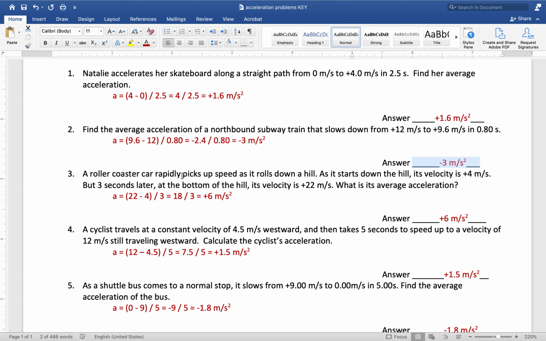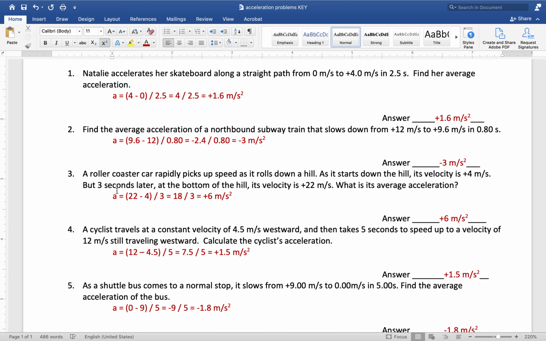Number 3: a roller coaster rapidly picks up speed as it rolls down a hill. As it starts down the hill, its velocity is positive 4 meters per second. But 3 seconds later at the bottom of the hill, its velocity is positive 22 meters per second. What is its average acceleration?